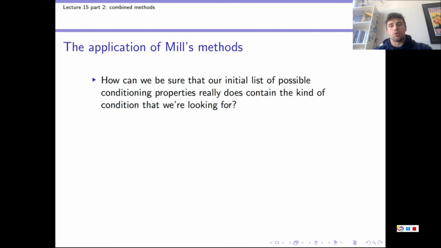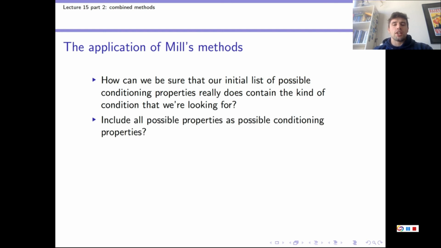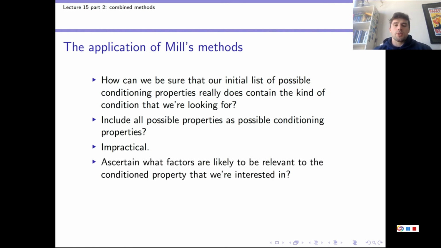So how can we be sure of that? One basic suggestion might be to include all properties as possible conditioning properties, and then rely somehow on the uniformity of nature to guarantee that each conditioned property has some necessary and some sufficient conditions. But there are a lot of properties out there, so this is clearly impractical and it's not of much use to us. So perhaps a better suggestion is to ascertain what factors are likely to be relevant to the conditioned property that we're interested in.